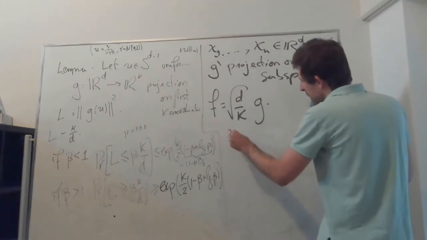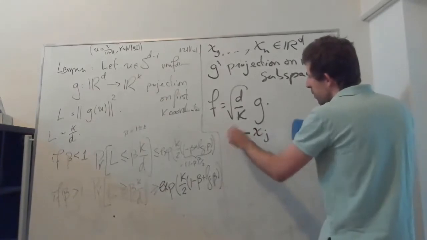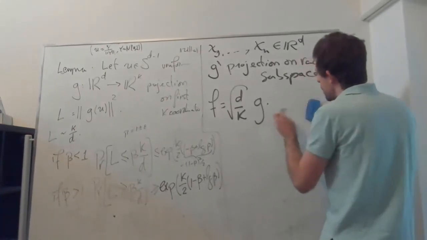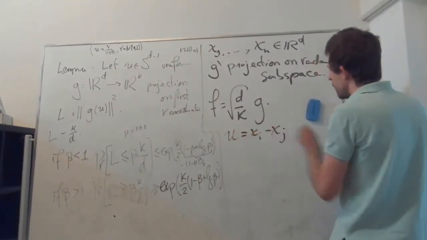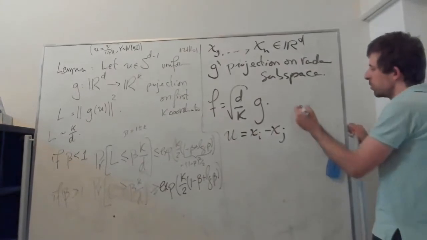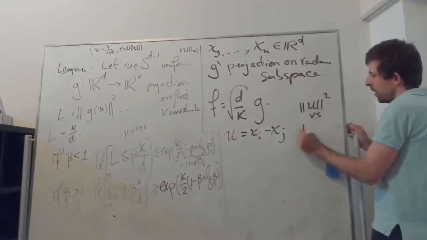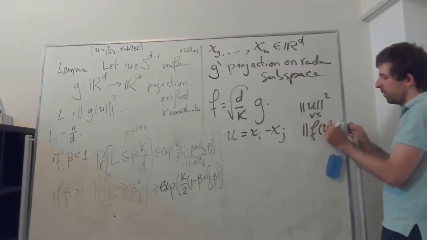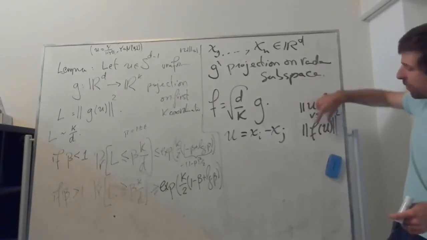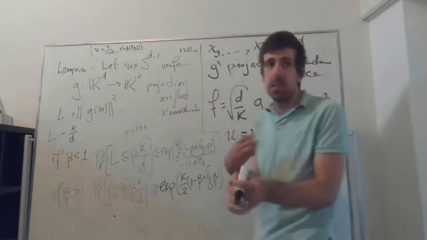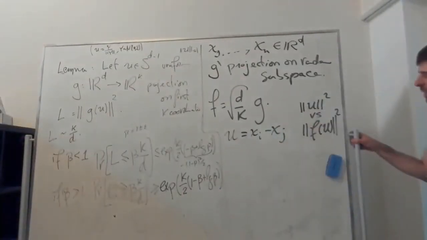So now let's look at a pair. Let's fix xi and xj, and let's take u to be xi minus xj. What we're going to try to do is compare the norm of u squared versus the norm of fu squared. Because u is xi minus xj, and f is linear, f of xi minus xj is the same thing as f of xi minus f of xj. So this is really the comparison I want to make.